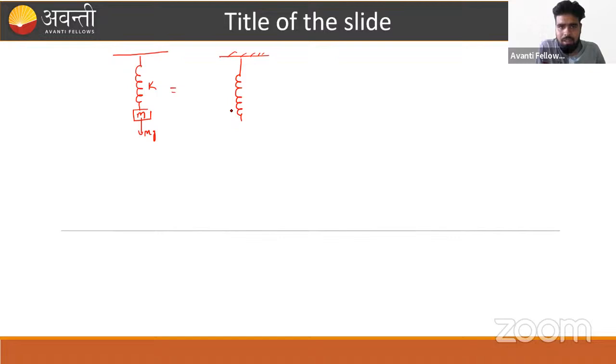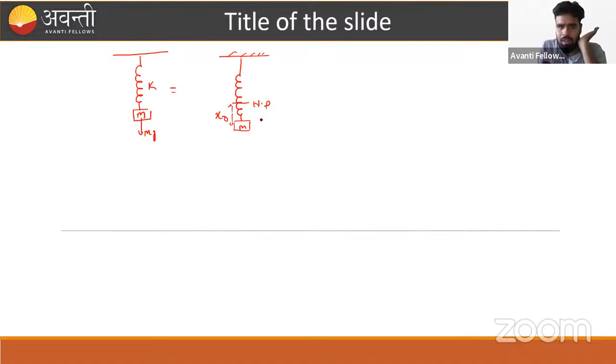Suppose we do not connect any block, then this is the natural position of the spring. After connecting the mass, the spring has some elongation, and this elongation is x naught. I hope this is clear.